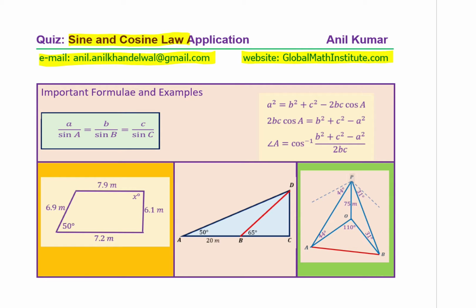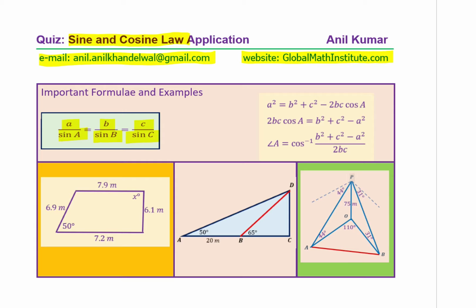As you learn in this unit, these are the related formulas. That is the sine law formula: a over sine A equals b over sine B equals c over sine C. Now this could be written the other way also, meaning sine A over a equals sine B over b equals sine C over c.